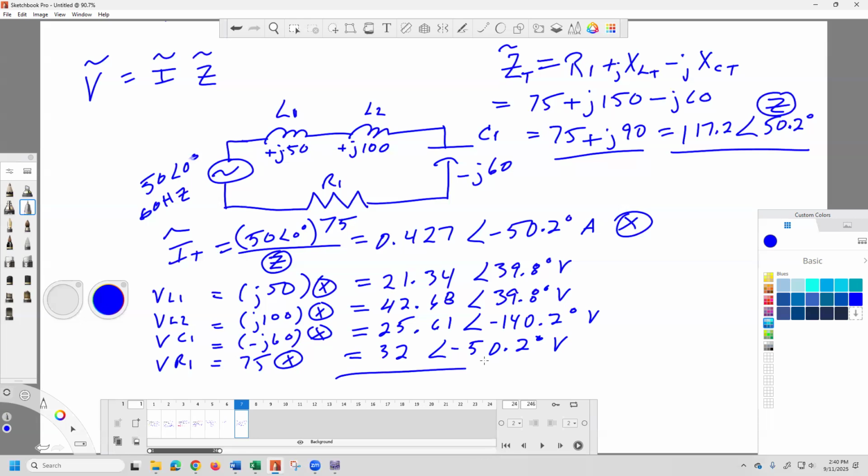Okay, add up the magnitudes. In the question it says add the magnitudes. So that's going to be 21.34 plus 42.68 plus 25.61 plus 32 equals 121.63. So what gives? Why do I have 121.63 when my source is only 50 volts?